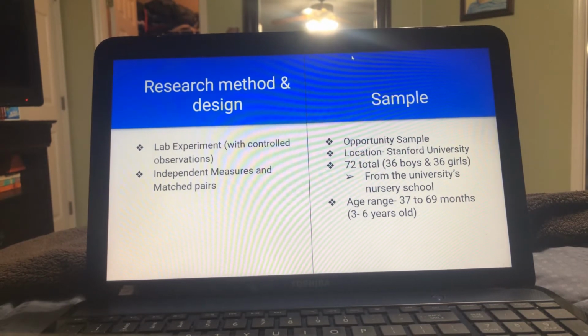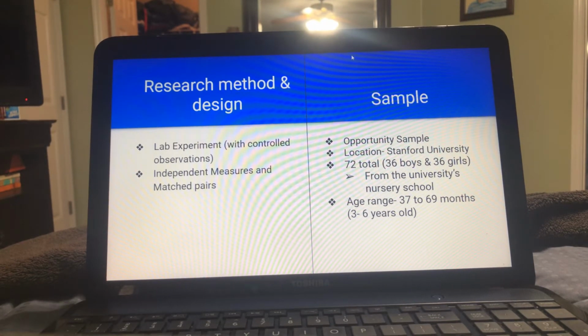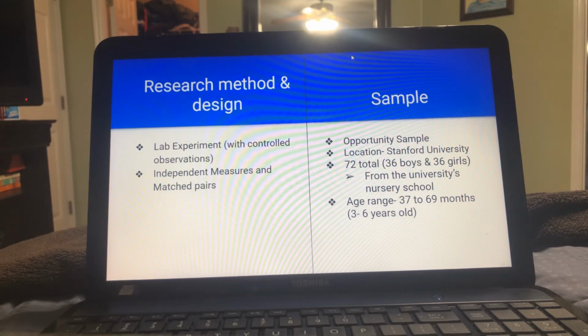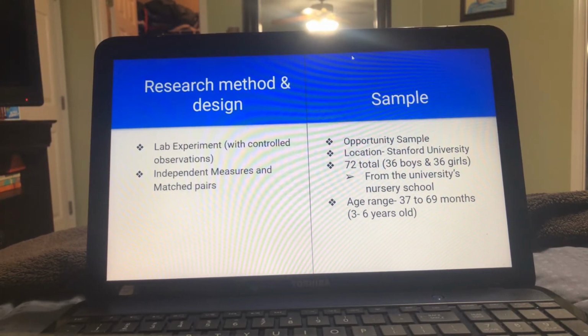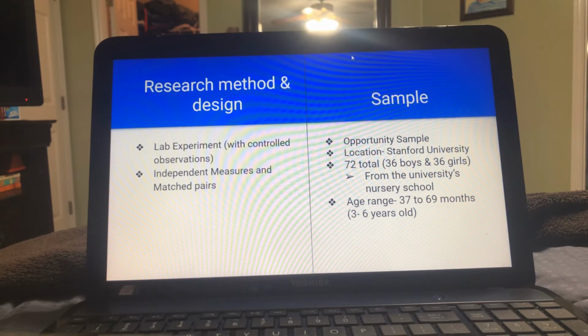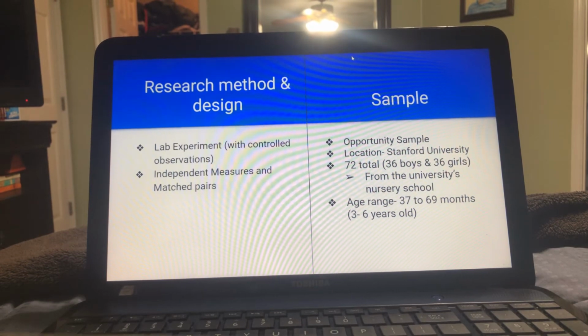The research method of this study is a lab experiment with controlled observations, and the research design is independent measures and matched pairs. The sample of this study is an opportunity sample, and the study takes place at Stanford University. The sample consists of 72 total children, 36 boys and 36 girls, from the university's nursery school. The age range is 37 to 69 months, which is 3 to 6 years of age.